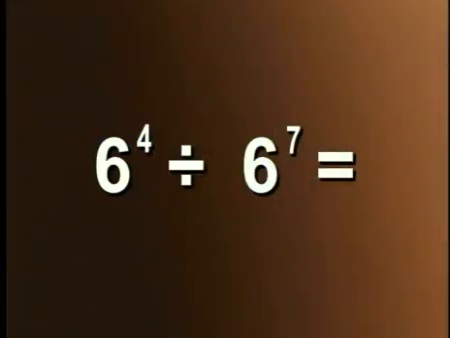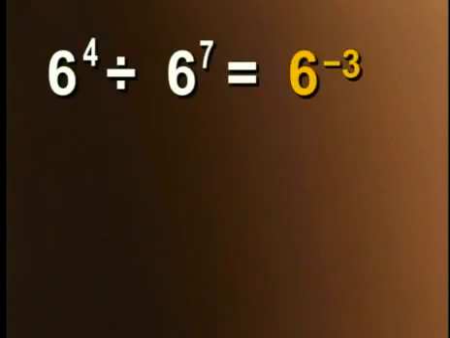To understand a negative power, we have to use what we've learned before about working with numbers in exponential form. Here's a simple division problem: 6 to the 4th divided by 6 to the 7th. Well, dividing numbers with the same base, we keep the base and subtract the powers. 4 minus 7 is negative 3. So we have 6 to the negative 3.